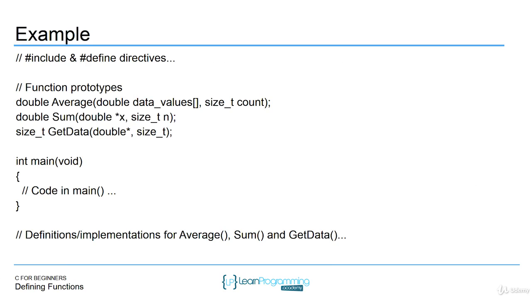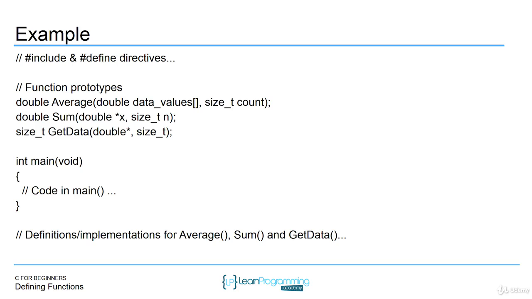Here's an example of some function prototypes. At the very top of the file, we have our includes, and then we have some functions that we've declared: average, sum, and get data. You notice it looks just like a function header. It has the return type, has the parameters that are defined in the function, and then it has a semicolon at the end. There's no implementation for these functions. You're just telling the compiler this function exists and this is how it's defined.